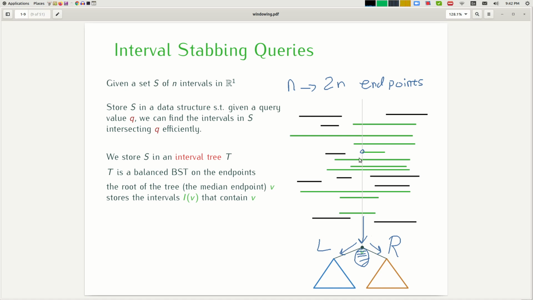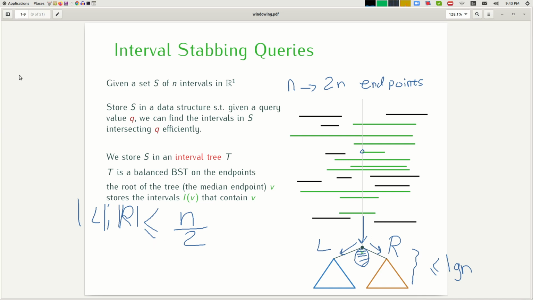Since this dividing line is the median x coordinate, the size of the left and the right subproblem is at most half of n. So the size of the left and the size of the right is at most n over 2. So this means that the recursion depth is log n. In other words, the depth of an interval tree is at most log n. But of course, it is possible that this interval tree has constant depth.